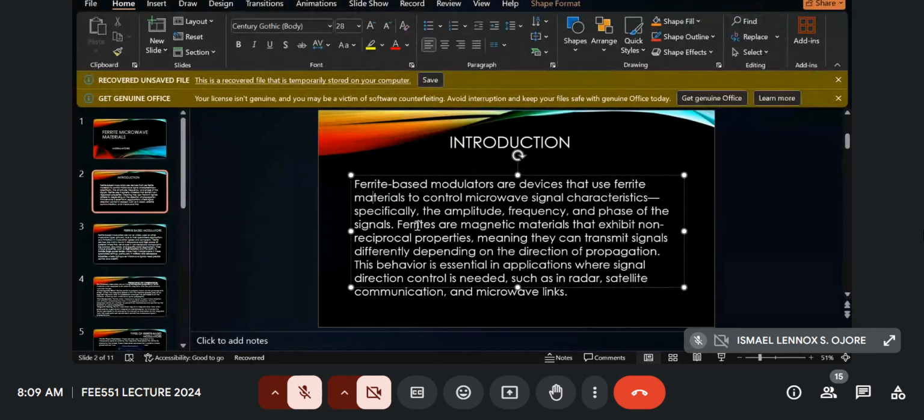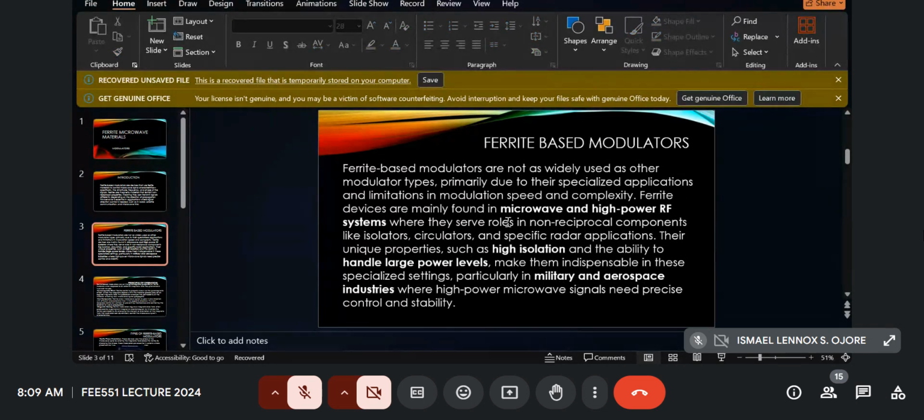So ferrites exhibit non-reciprocal properties, meaning they can transmit signals depending on the direction of propagation. This we knew from the last presentations.